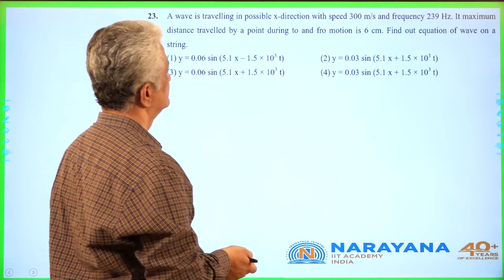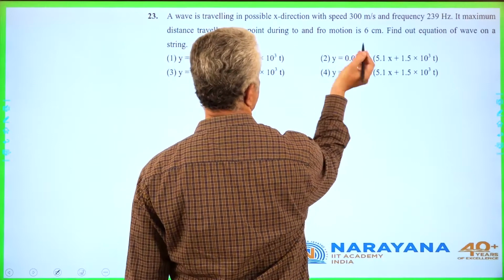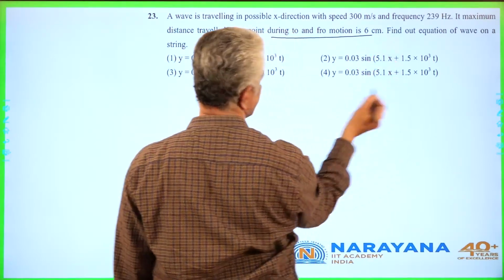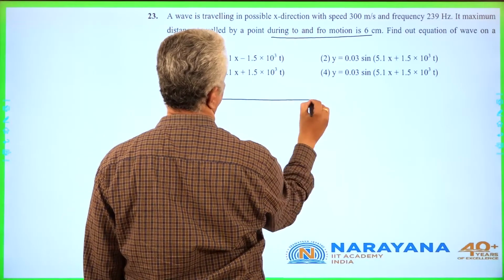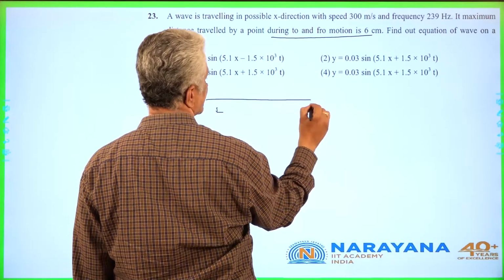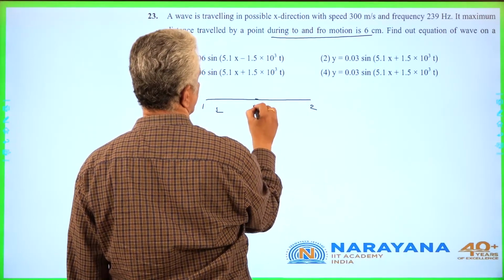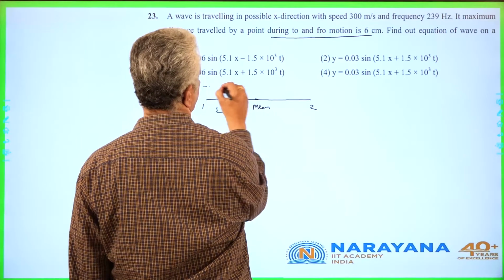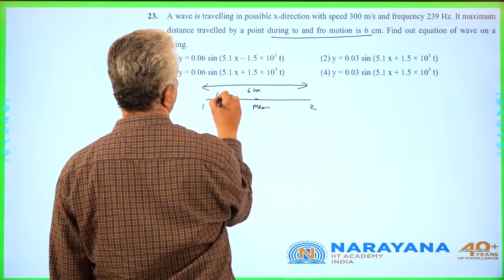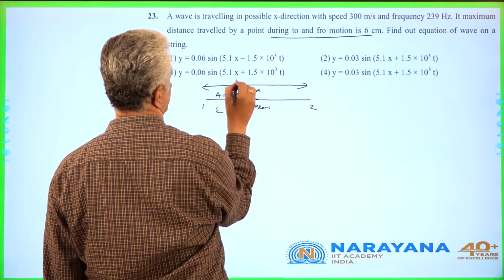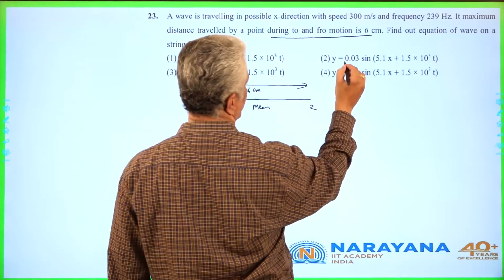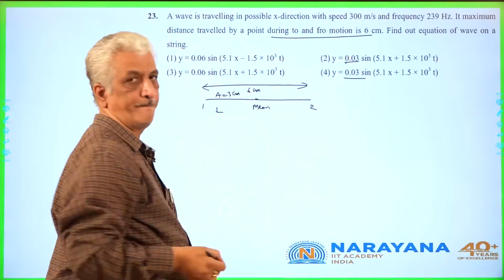23, also the option is not there. It is given that during to and fro motion the distance is 6 centimeters. It means if you call this one extreme position and there is another extreme position, the midpoint is the mean position. Then the total displacement is 6 centimeters, which means the amplitude is 3 centimeters. Amplitude 3 centimeters means out of this and this, one should be correct.